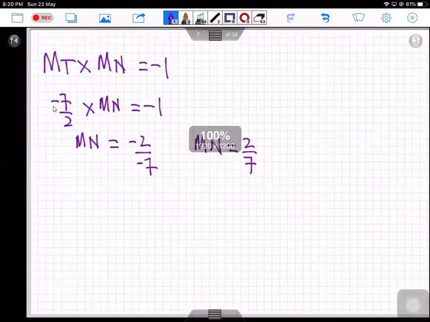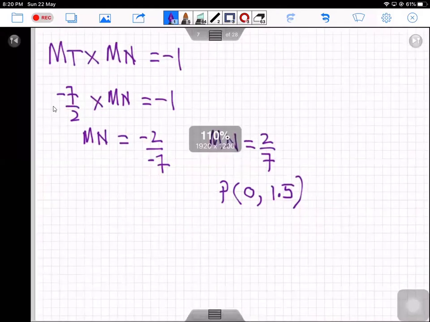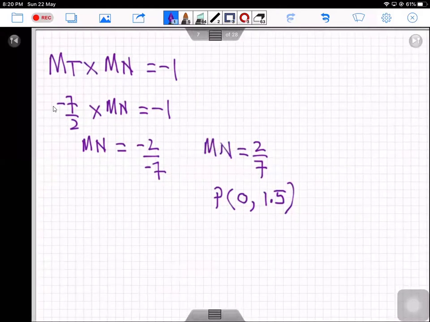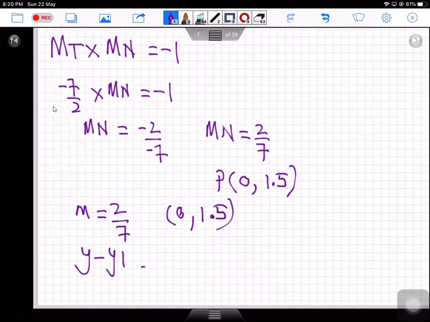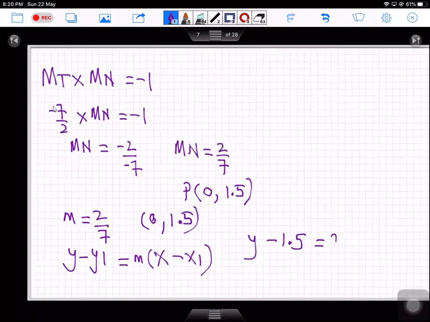So the gradient of normal is 2 over 7, and obviously that normal would be passing through the point P, which is 0, comma 1.5. So we need to find the equation of the normal in the form of y equals mx plus c. So the gradient of the line is 2 over 7, and the point is 0, comma 1.5. So y minus y1 is equal to m times x minus x1. So y minus 1.5 is equal to, the gradient is 2 over 7, so 2 over 7 multiplied by x minus 0.